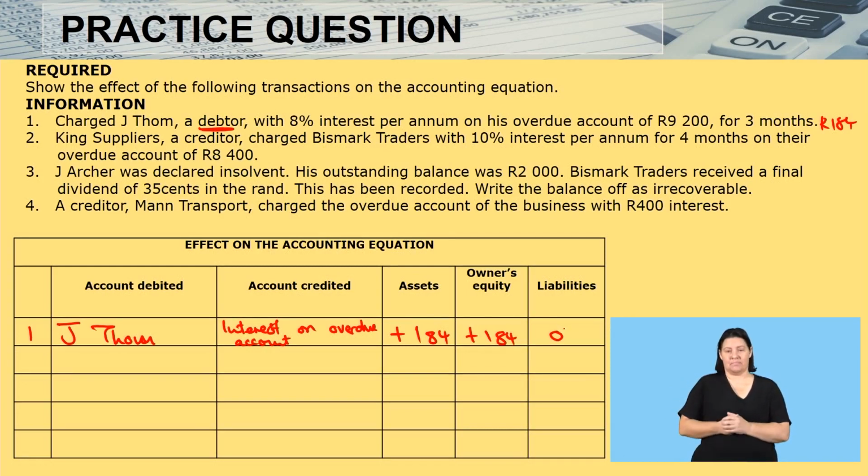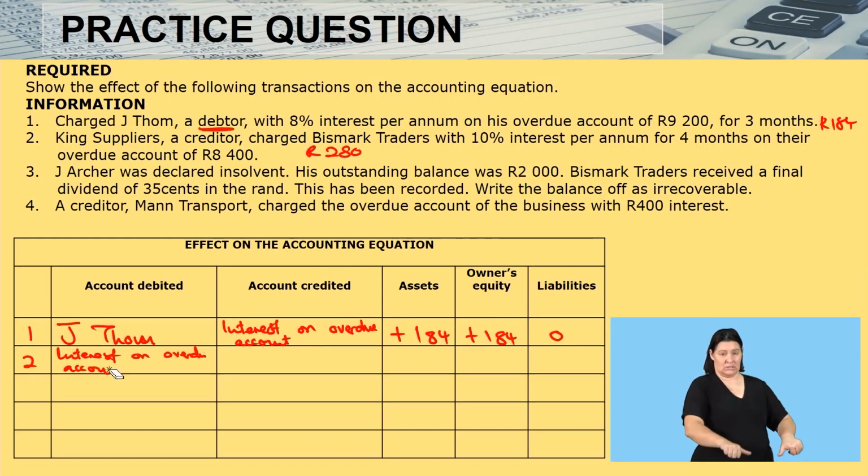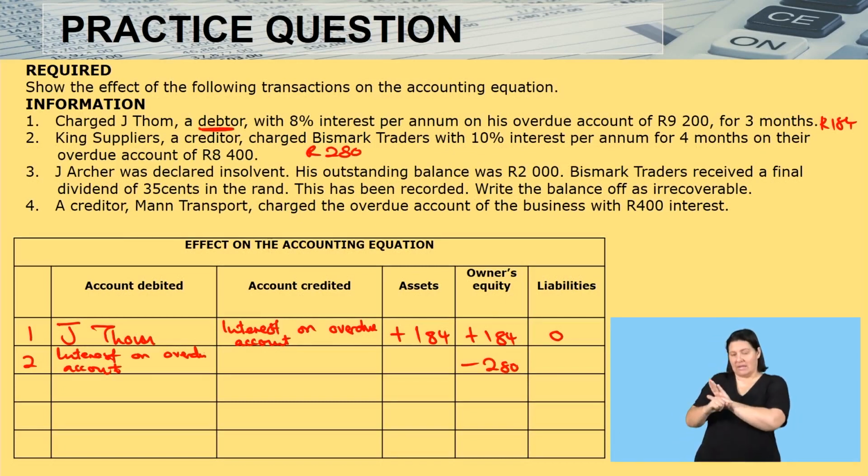Liabilities becomes 0. The second one, King Suppliers, a creditor, charged Bismarck Traders with 10%. We did this one as well. We already know that our interest is 280. So when we come here, which account do we debit? King Suppliers, a creditor. So this is interest expense. So we will have interest on overdue account. We very much understand that this is an expense. It will affect owner's equity, minus 280.